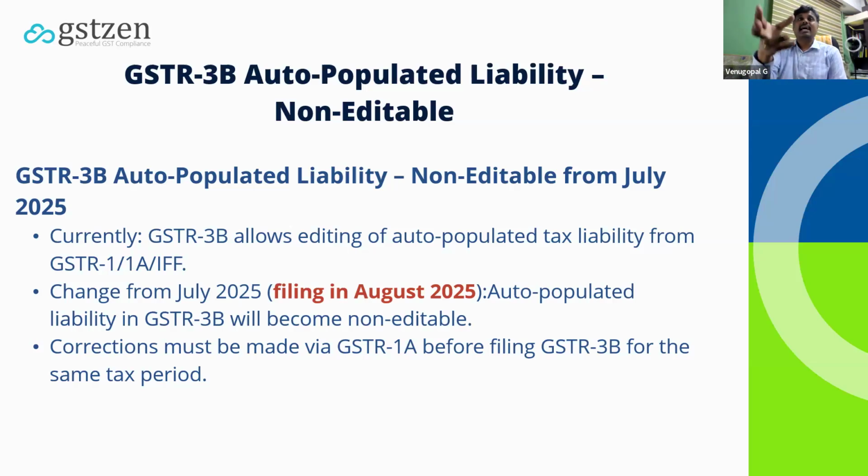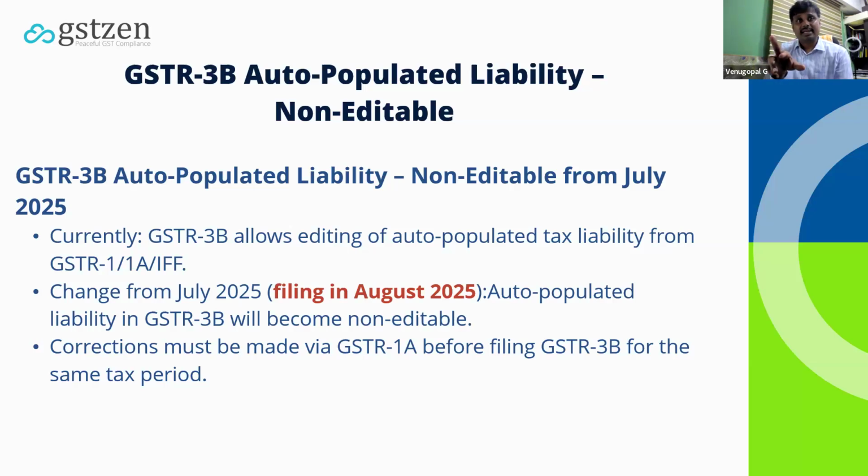Let's say you have erroneously reported nil. My turnover is 1 crore, but I filed a nil R1. The government said, I have given you 1A. The time period to file 1A is from the date of filing of 1 to the 3B. Let's say you're filing 1 on the 5th. So from that date up until your 3B. 3B is due on the 20th, but if you're filing on the 29th, till that day, you can operate 1A. You can increase the liability, decrease the liability.